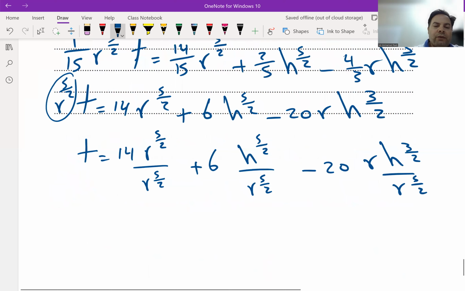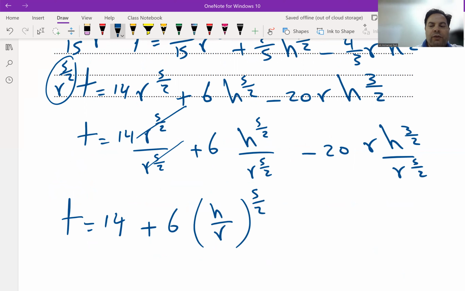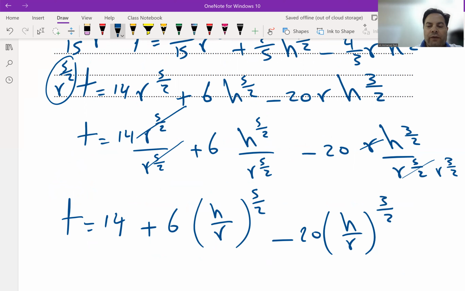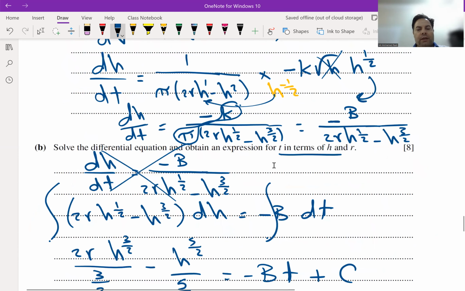Now you can simplify more. This part will be r^0, which is equal to 1, so 14 plus 6 times (h/r)^(5/2). And r simplified with r will be 3/2; also the same. So you can write it as minus 20 (h/r)^(3/2). This is t in terms of r and h, as asked to find in the second part. Thank you.